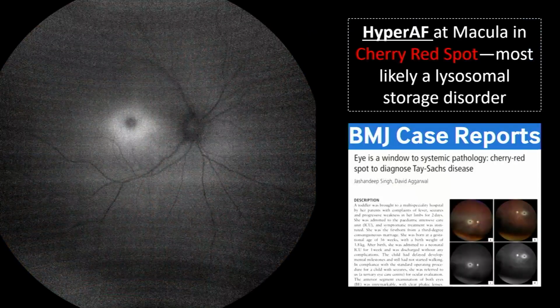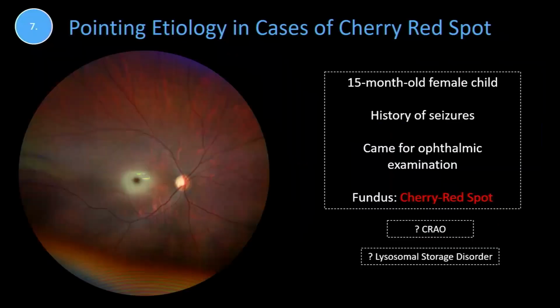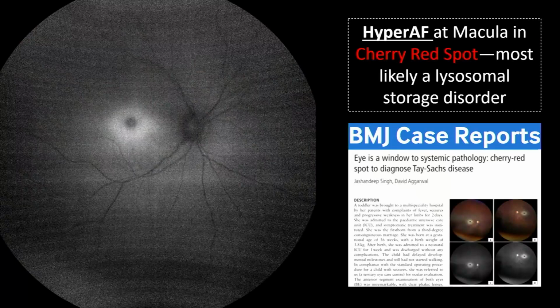But when we did the autofluorescence, we saw that there is a patch of hyperautofluorescence around the fovea. Usually in CRAO, this patch is hypoautofluorescent, that is black. So the presumptive diagnosis of lysosomal storage disorder was made. The patient was sent back to the pediatrician. The pediatrician sent the patient for genomic sequencing and the patient came positive for Tay-Sachs disease.